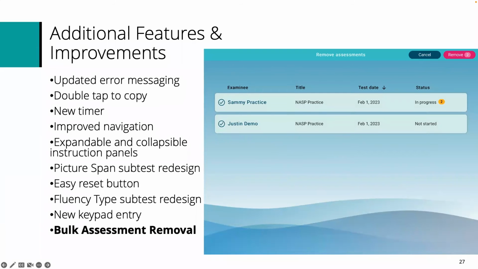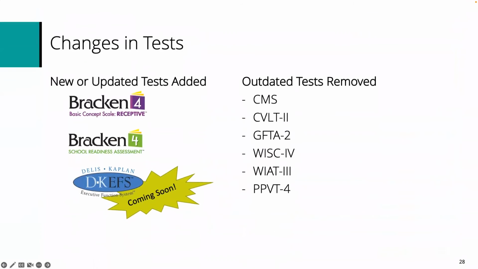There will be some changes in the test battery, so what will be available versus what will no longer be available. So we're excited to introduce the new Bracken. I know that a lot of SLPs love this assessment. It's a basic concept and receptive measure. We can go over it a little bit. And this one will be available on the new Assess 2.0 app. So a good one to look out for.